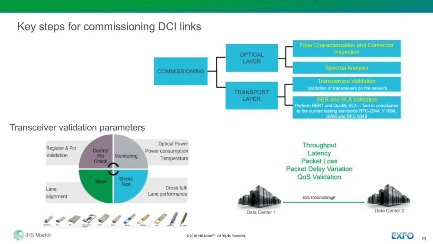And finally, the DCI links themselves need to be qualified for quality of service, and this is typically done with standardized tests like Y.1564 or RFC 6349, and the SLA of the link is fully validated, measuring key parameters like throughput, latency, packet loss, packet delay variation. Typically they will save a report as a reference, either done directly by the data center operator or even a third-party telecom provider that provides that link.